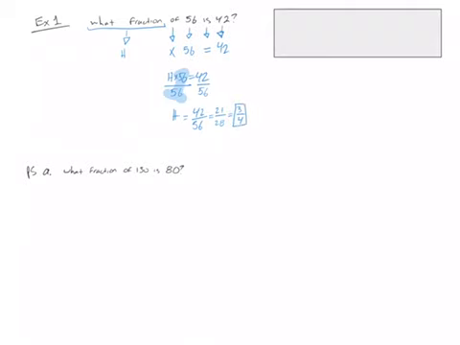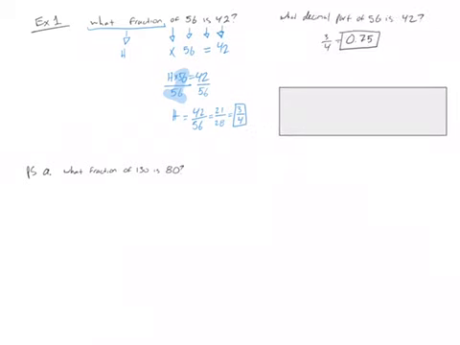So 42 is 3/4 of 56. Now, another possible way that they could have asked that is if they said, what decimal part of 56 is 42? And we would have still worked this out the exact same way, just at the end, versus leaving it as a fraction like 3/4, we would have changed it into a decimal, because it asks for a decimal part versus a fraction. So we just would have said it's 0.75.